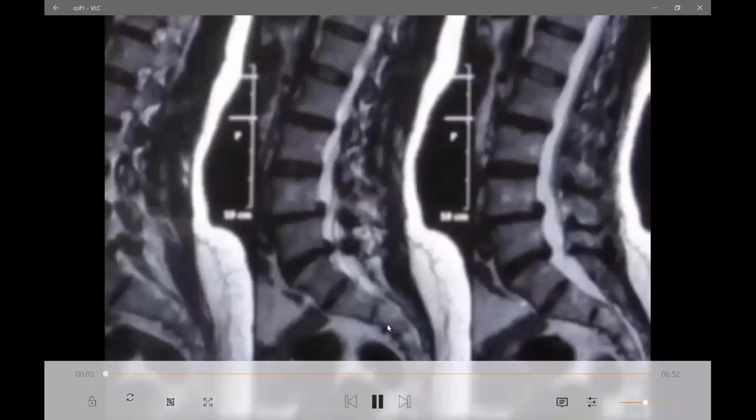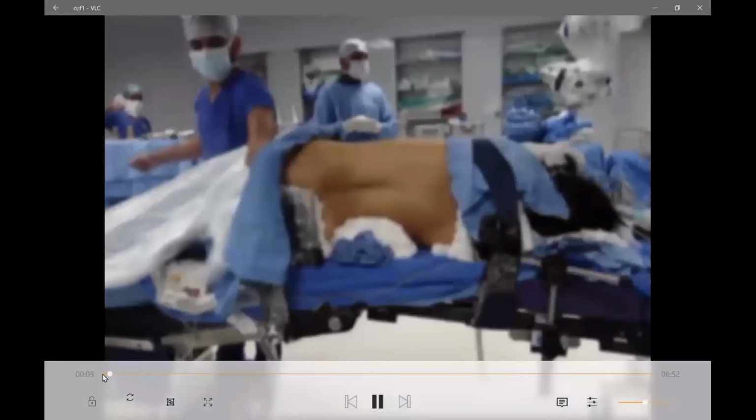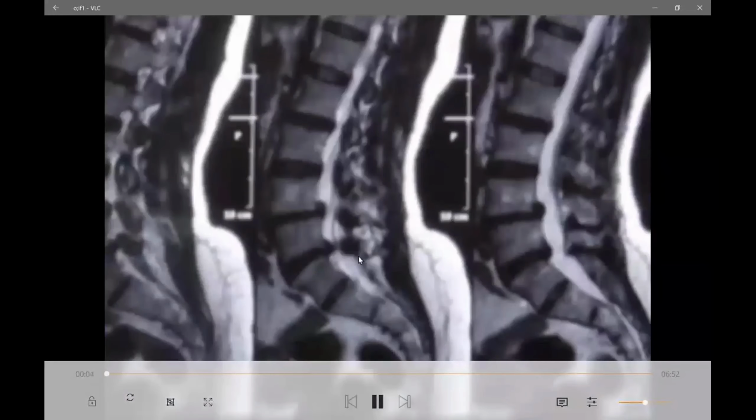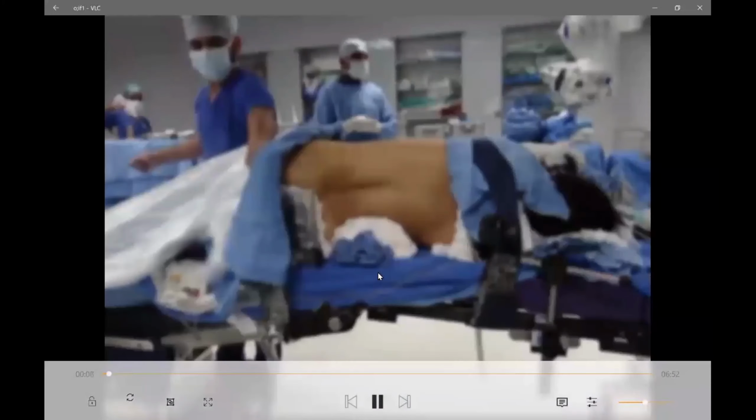This is a typical case of L4-5 listhesis. And as you can see on the X-ray, there's a listhesis, and there's canal stenosis at that level, and there's degeneration.